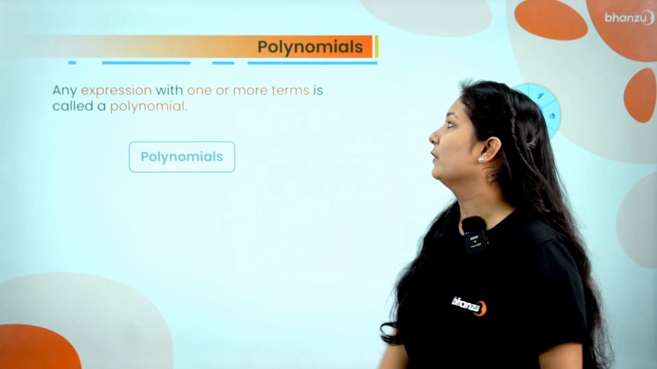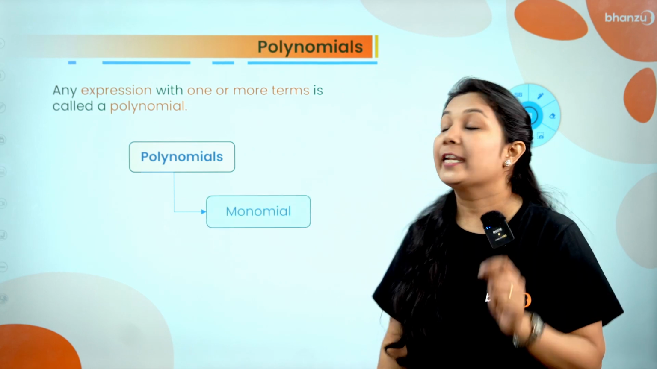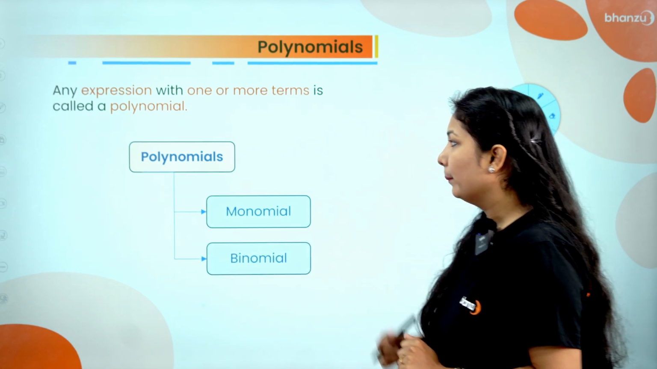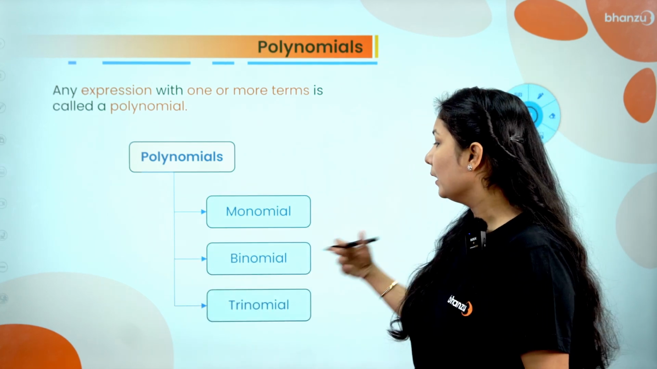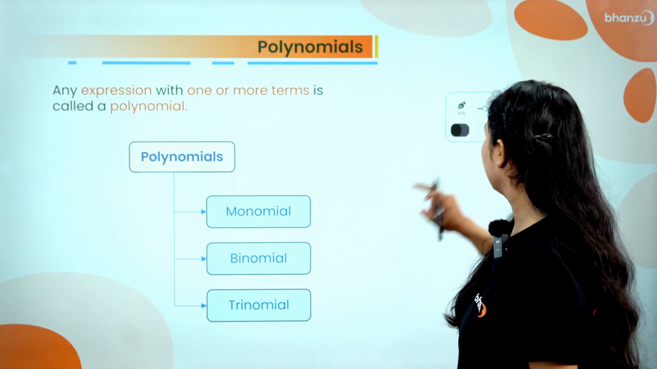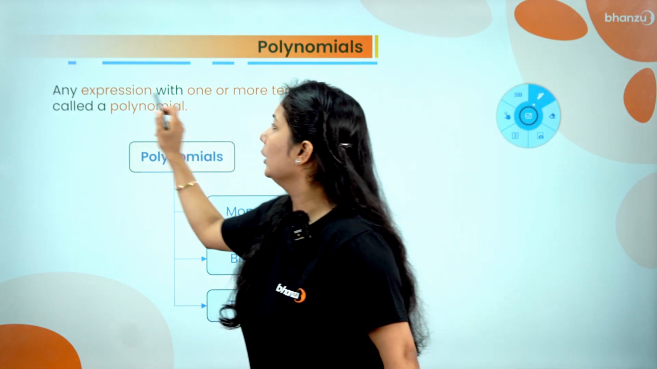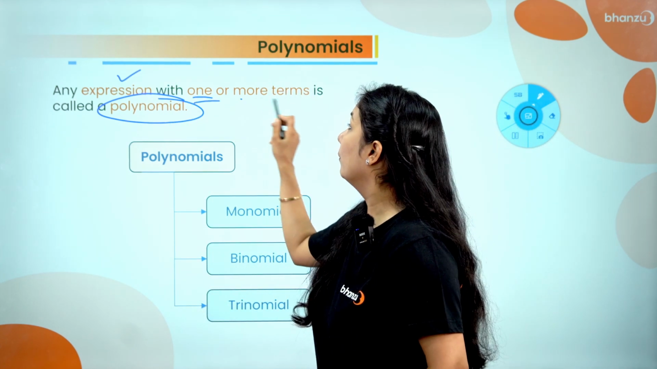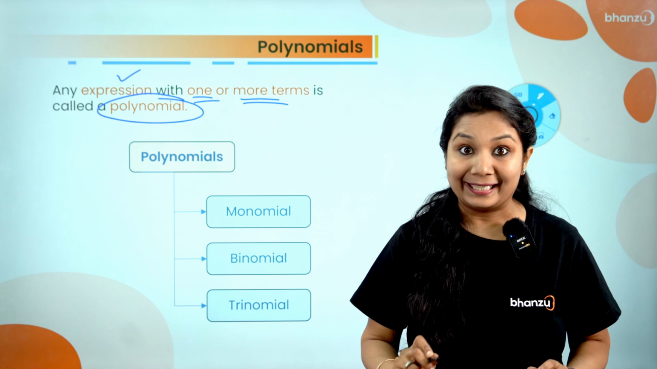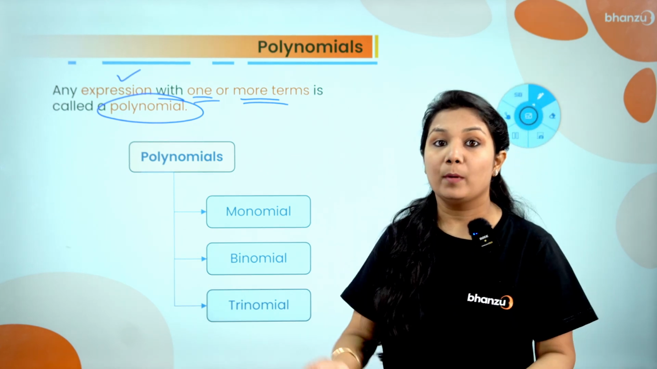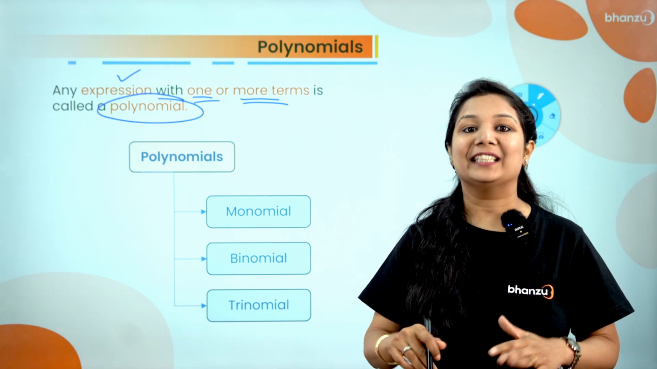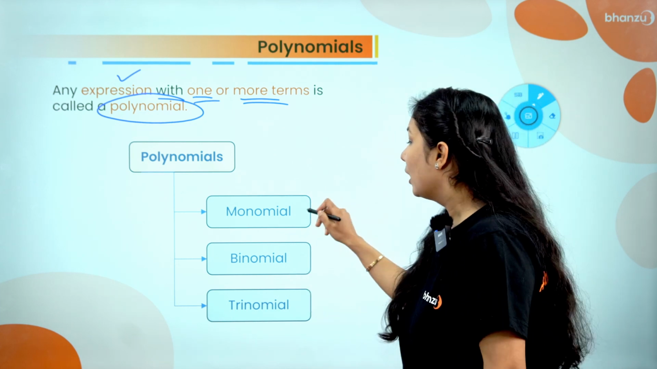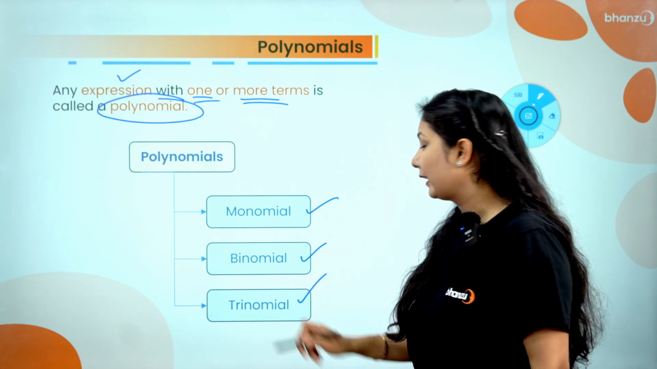Any expression with one or more terms is called a polynomial. In polynomials we have monomial, binomial and trinomial. So a polynomial is any expression with just one or more than one term. According to the number of terms, we classify them into types, like monomial, binomial and trinomial.